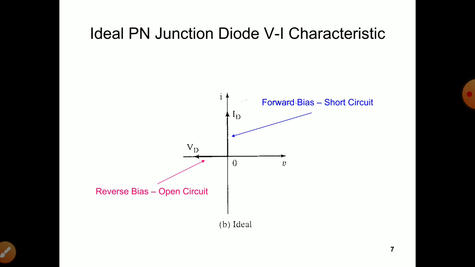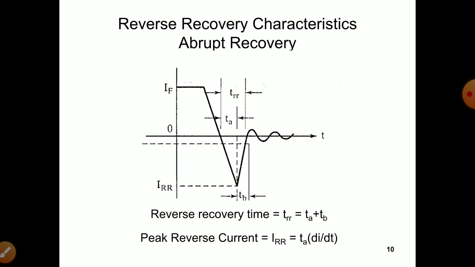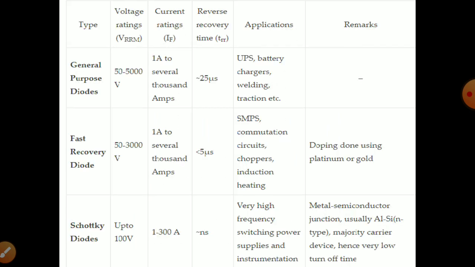Then we discussed the VI characteristics of an ideal diode. Then the reverse recovery characteristics, where we discussed abrupt and soft recovery. Then we discussed the different types of power diodes we are using. So that is about power diodes.